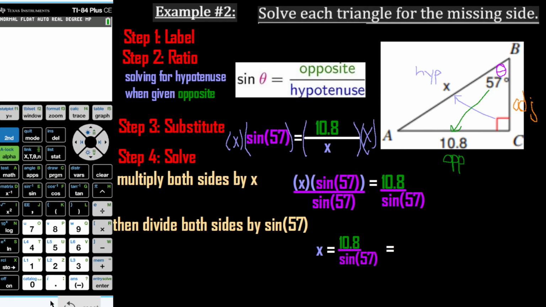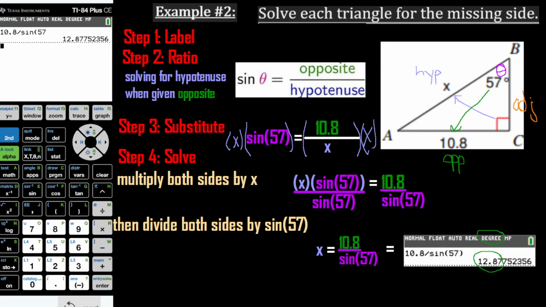So in my wonderful calculator, I can type 10.8 divided by the sine of 57. I hit enter, get my value, and get my answer. Again, I notice that it is in degrees, so I am good.